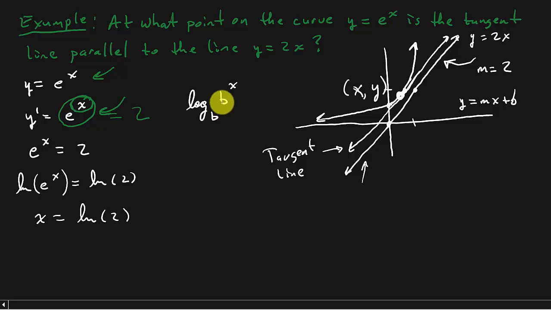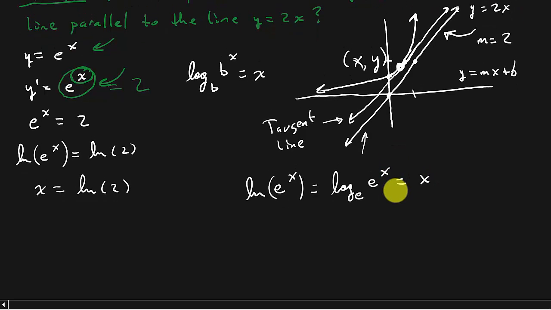When the base here and the base of the log are the same, your answer is your exponent. Remember, natural log is log base e, and since those are the same, your answer is just x. Just to refresh your memory there.